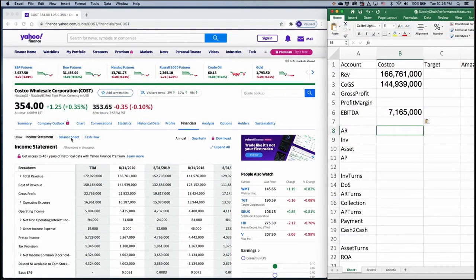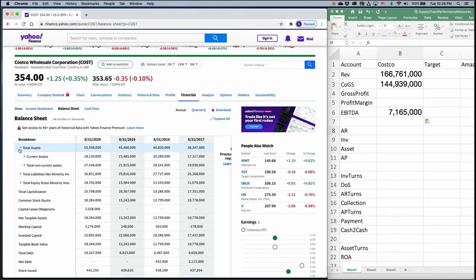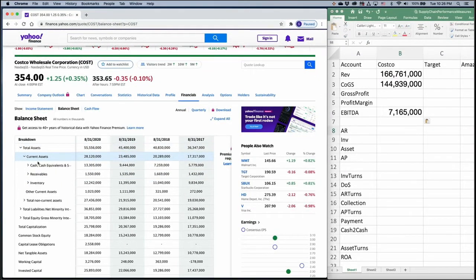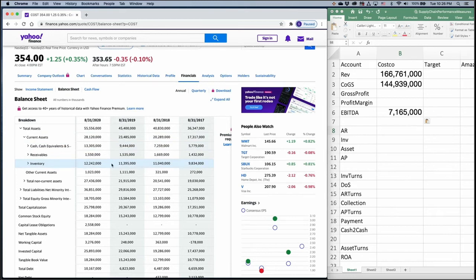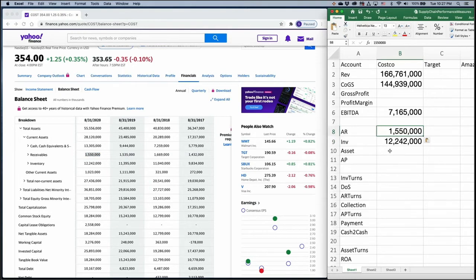So click balance sheet, and you have this chevron mark, and then click again, and you can find inventory. So you have to copy this inventory value, inventory, and account receivable. So here you can copy account receivable, copy and paste, and the total asset will be this value. So you can copy and paste.